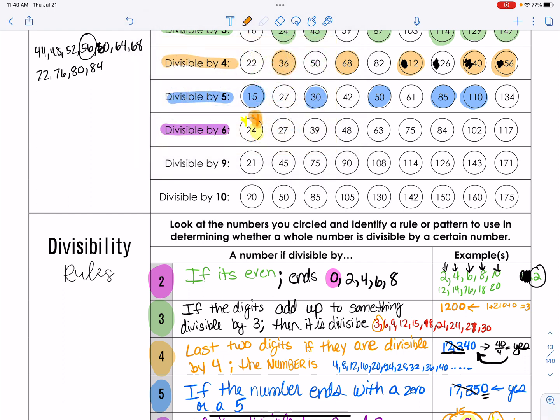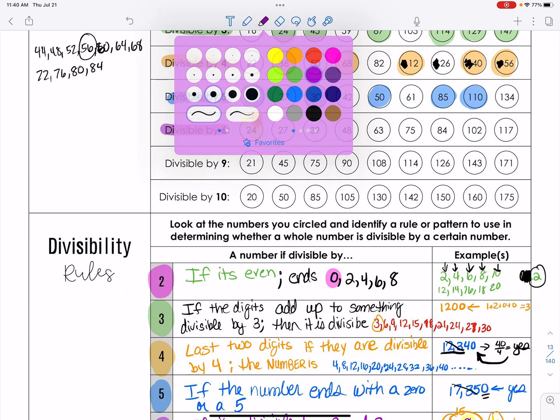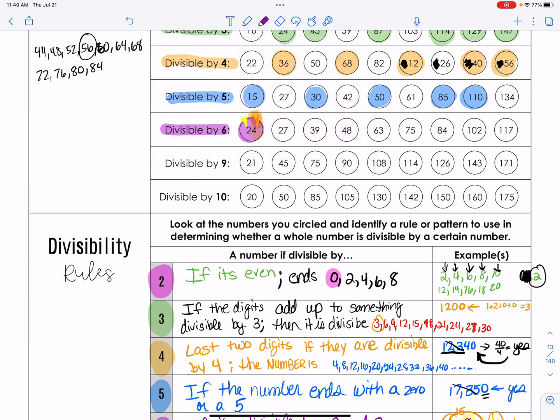So they're both yeses, which means this one is divisible by 6. And we kind of knew that. Okay, so is 27 even? No, so you don't even have to check it. Is 39 even? No, so you don't even have to check it. It does not work. It has to be even.